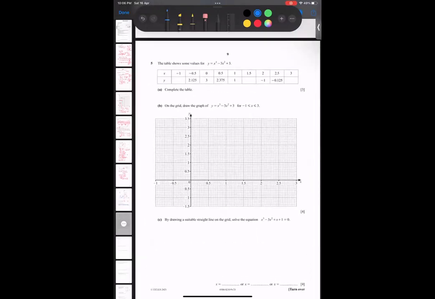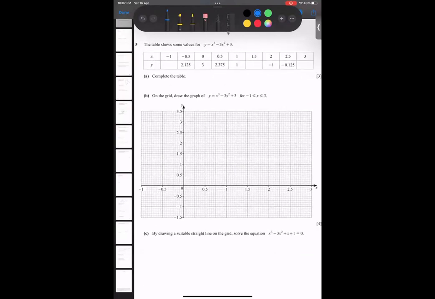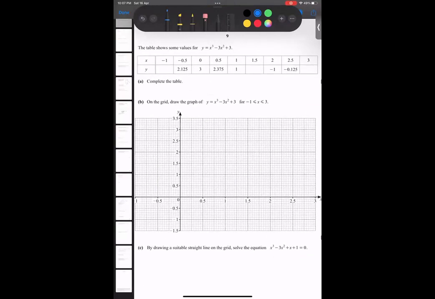Next page, the graph functions. Okay, so graph function is question number 5 we have. So how can we do this question? First of all, we have to fill in the values. How to fill in the values? Make sure you know when you replace -1 here and here. So what will happen? Have a look.